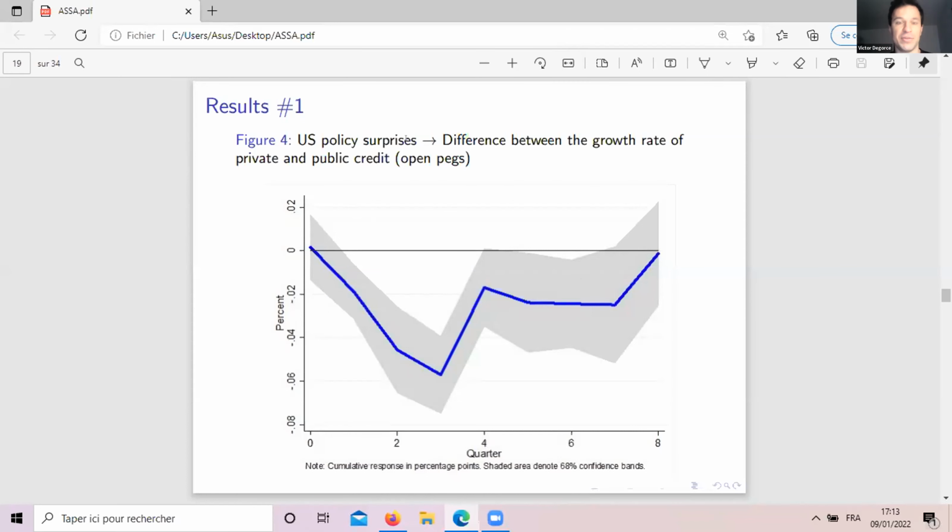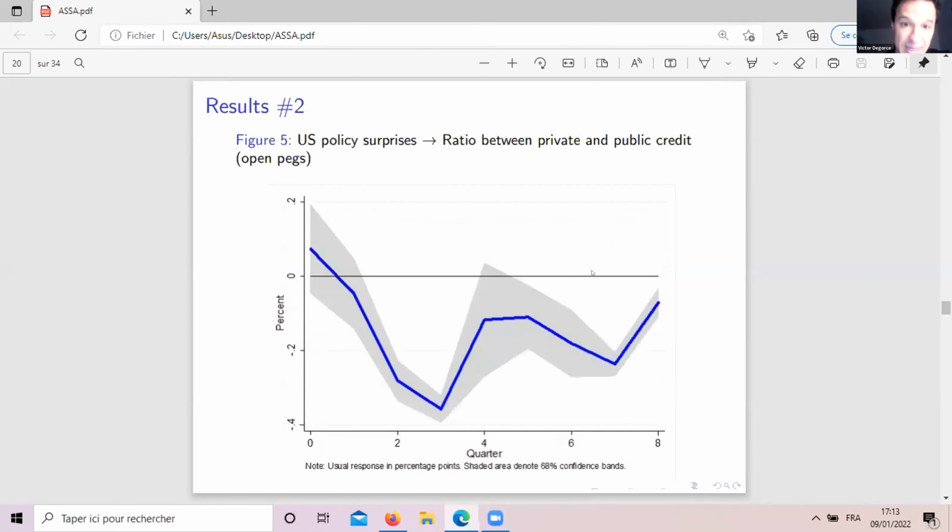Then I try to confirm this result using the ratio of private to public credit. So again, the intuition is the same. We should see a decrease in the ratio because the effect is stronger on private than on public credit. And it's even more significant, right? The magnitude here is 4 to 5 times larger, especially in the short run, but it's still significant after 7 and 8 quarters into the shock.